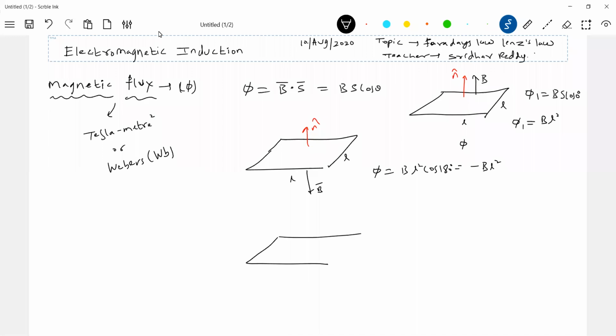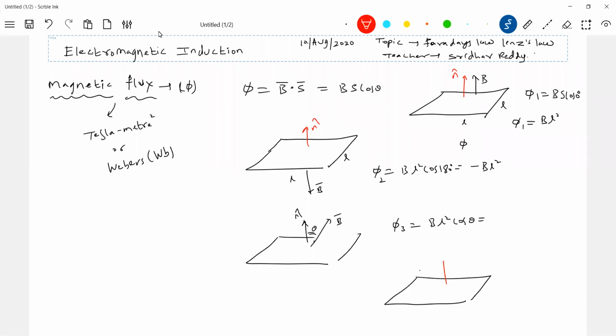Now if this is n cap, and B bar is at an angle theta. Now what about the magnetic field if it is directed tangential to the loop? The flux linking the loop in this case will be, so you can call flux through a loop 0, or flux linking a loop will be 0.